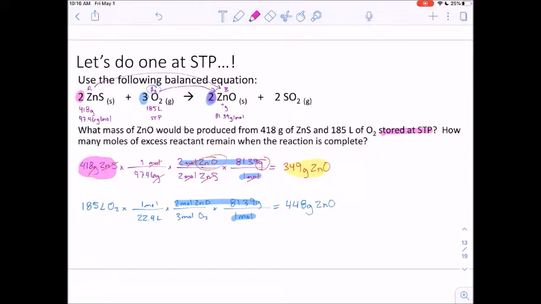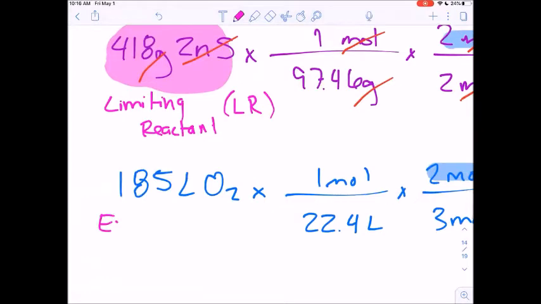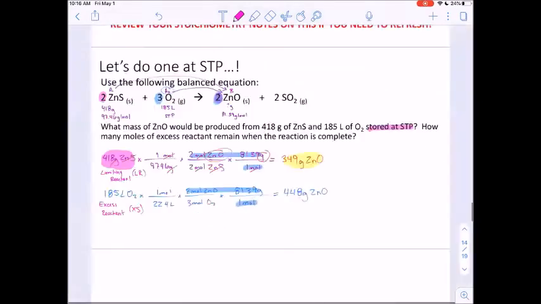Notice that even though I started with 418 of one and 185 of the other, that's not important. You can't tell just by looking at that value and predict which one you're going to run out of first because we have different amounts of moles of each required. So I have 418 grams of my zinc sulfide. I'm going to label this as my limiting reactant, which you can just write LR for to label it, which means that this one's going to be my excess reactant. This is the one that I'm going to have extra of by the time the reaction is done, and we use XS for the abbreviation for that.